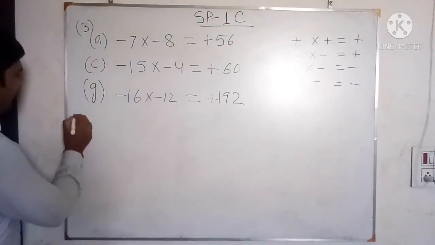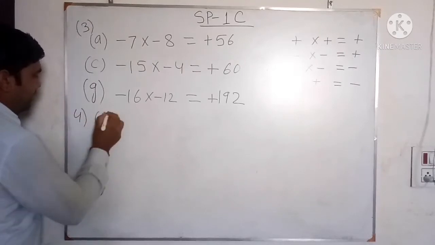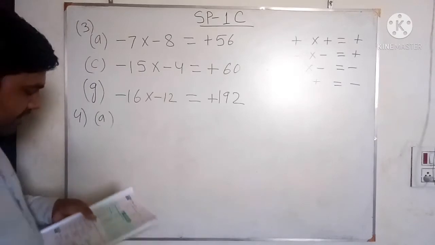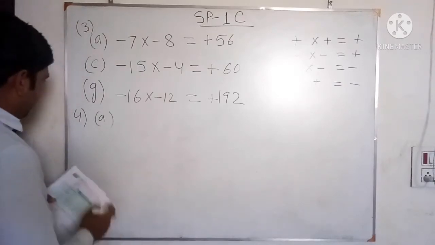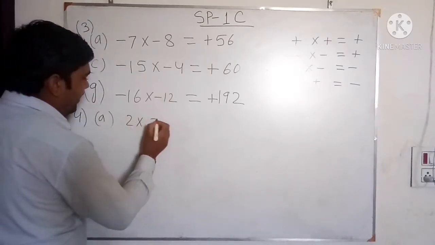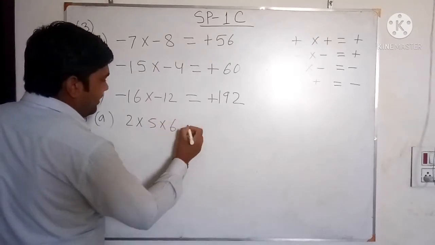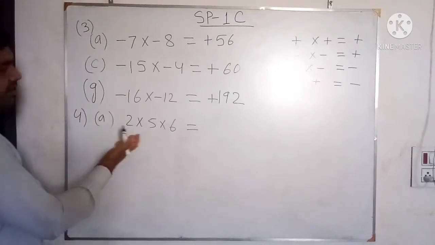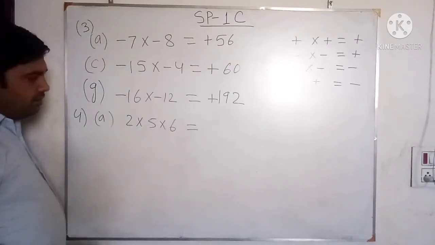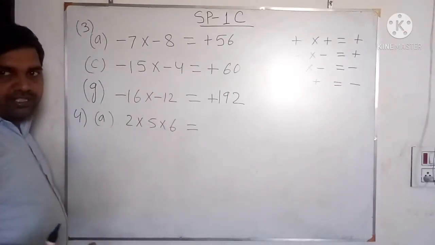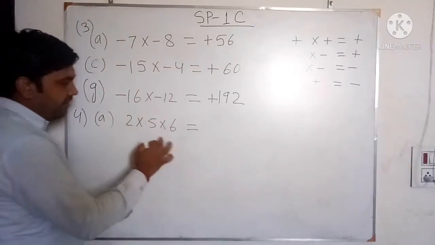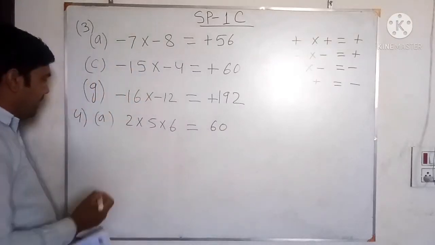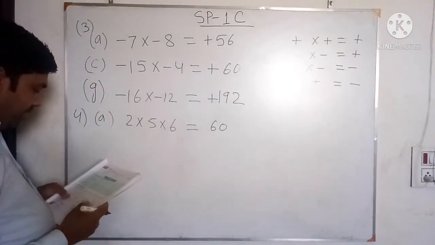Now we move to the question number 4. 4a you see. In the 4a, 2 multiply 5 multiply 6. Here 3 integers are there. So all the 3 integers are positive only. So the product of positive integers always gives the positive. 2 fives are 10. 10 sixes are 60. So the answer will be what? Plus 60.